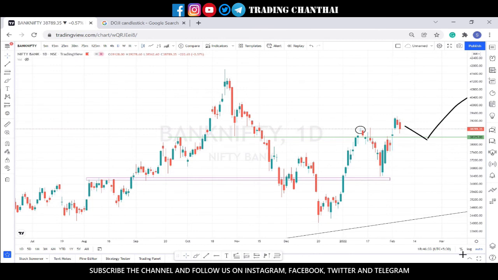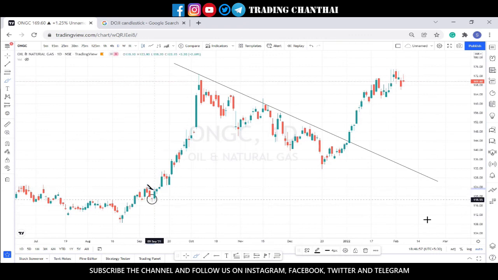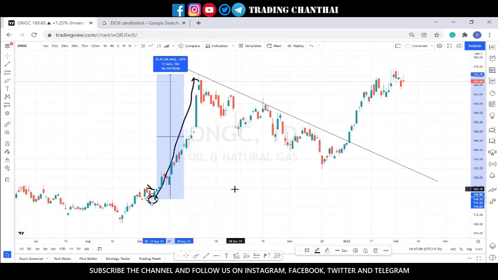So the next example is in Bank Nifty. As you can see, there was a good rise in Bank Nifty and then a doji candle formed and then there was a steep fall. So this is a bearish reversal doji pattern. The next example is ONGC. See, there was a small downtrend of 2 days and then there is a good doji pattern and then it rose up like anything to this point. The returns may be around 50%.